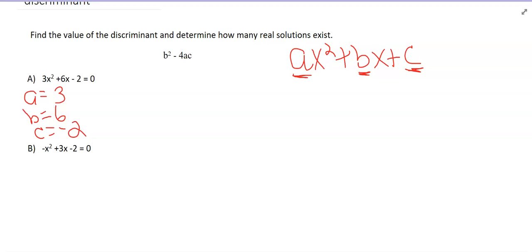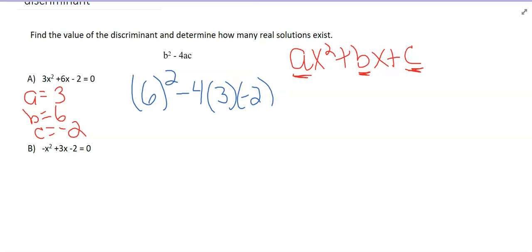Next step is to plug in to the formula b squared minus 4 times a times c. So step 1, identify values of a, b, and c. Step 2, plug into the discriminant equation or expression. And now step 3 is to evaluate by following the order of operations.